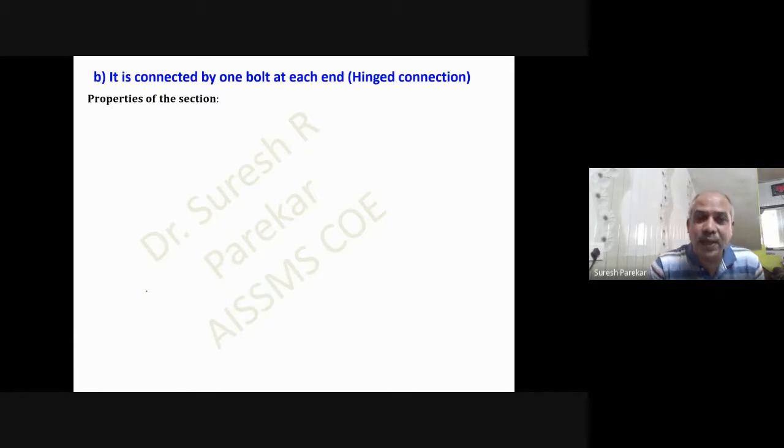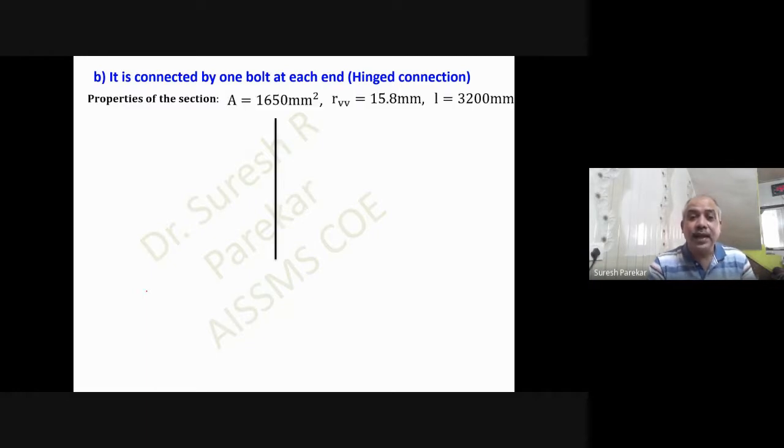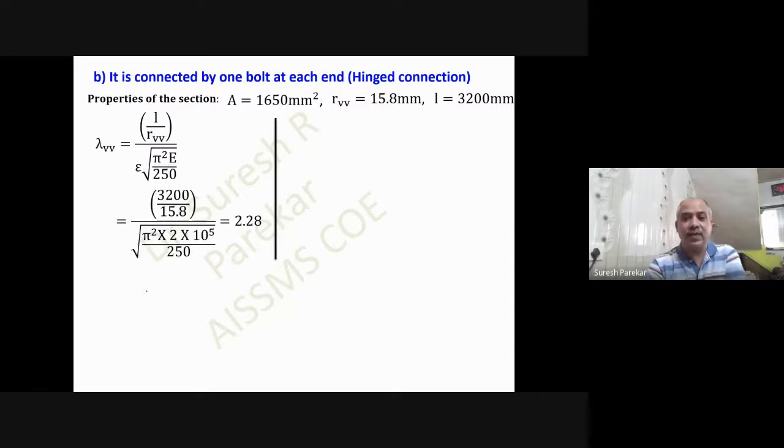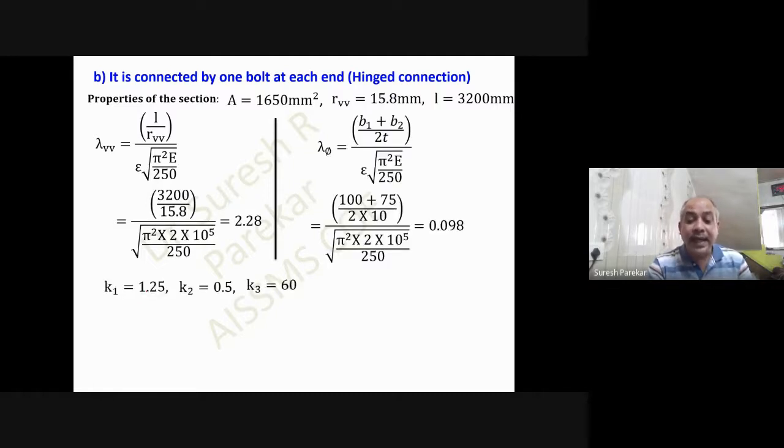Now in the second case we have connected the same angle section, and at each end we have a single bolt, and the connection is a hinged connection. A we have 1650, so these properties remain the same. Lambda vv we have calculated, same, no change, lambda vv, lambda phi. K1, K2, K3 are changed. K1 we now have 1.25, K2 0.5, K3 60. These we have taken from Table 12, against your one bolt and hinge connection.